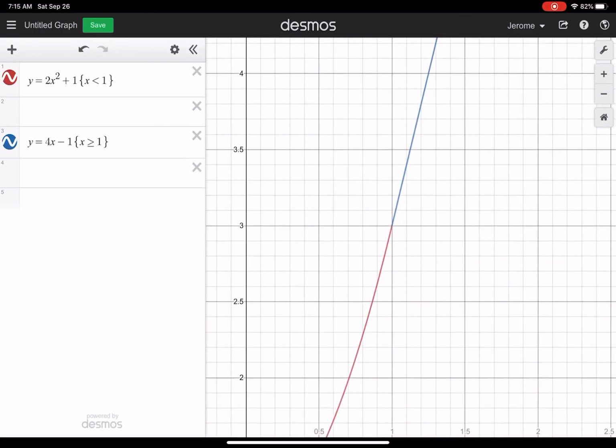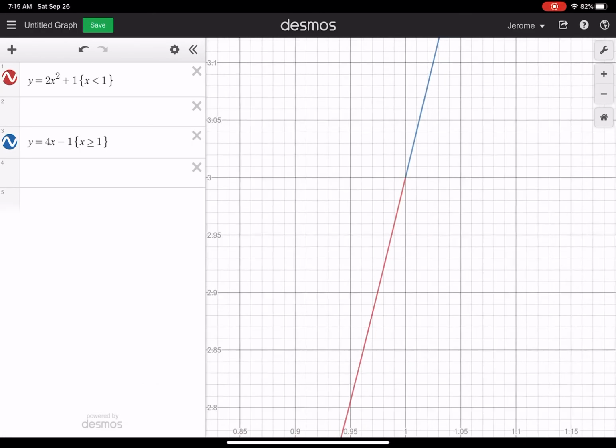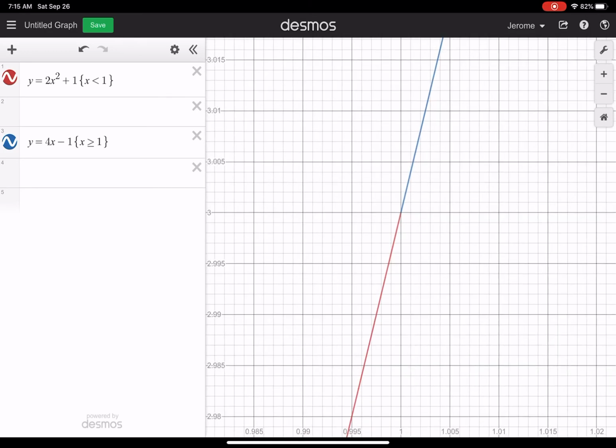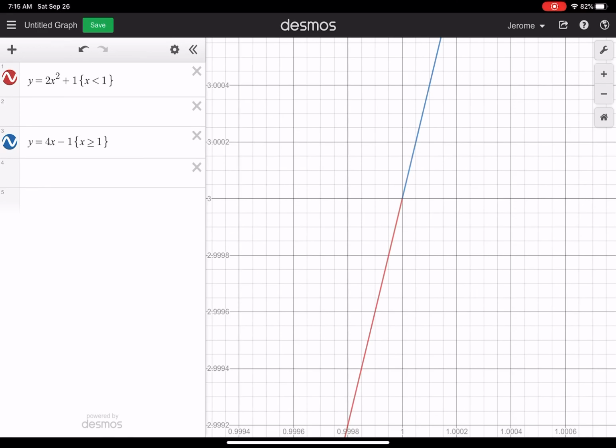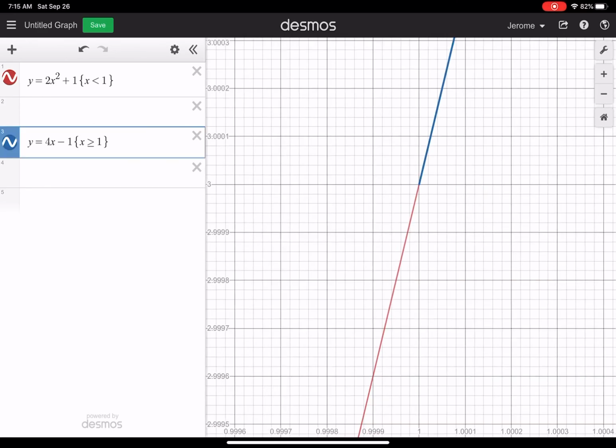If I zoom in at that particular point, it's impossible to tell that there's a difference between something that's quadratic on the red part and something that's linear. It's a nice flat straight line.